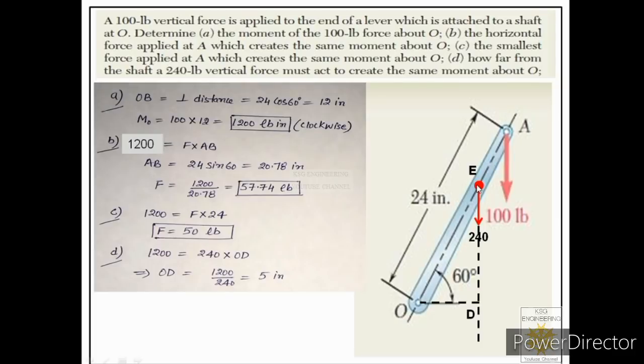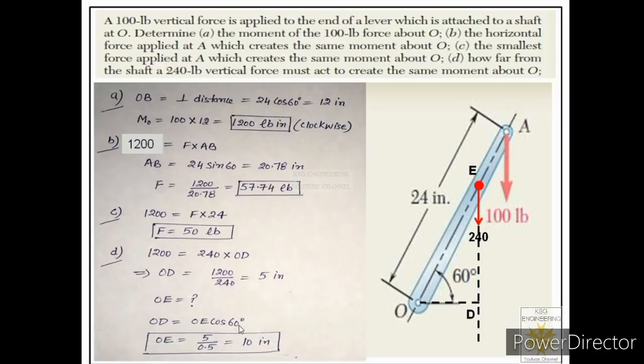Fine. So now how can you find OE? Very easy. We will consider this triangle OED. We have found OD and we have to find OE. So we will say cos theta. Cos 60 is equal to base OD upon hypotenuse OE. So OD will be equal to OE into cos 60. So we get OE as OD divided by cos 60. That will be equal to 10 inches. So I hope this particular numerical is clear to you. Thank you very much.